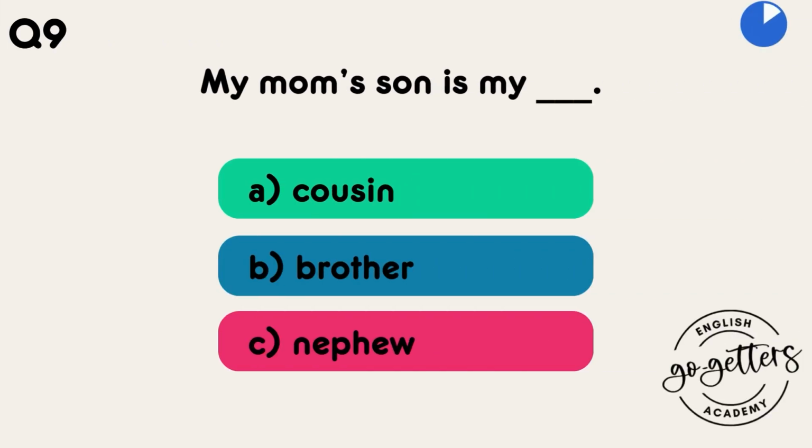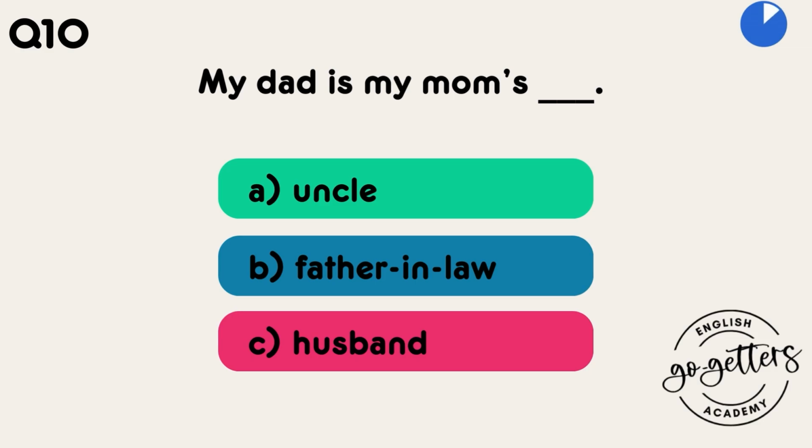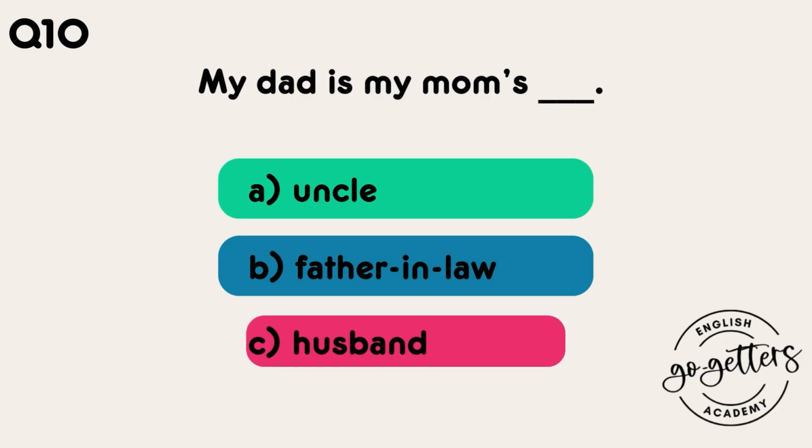Question 9. My mom's son is my... And the correct answer is letter B, brother. Question 10. My dad is my mom's... And the correct answer is letter C, husband.